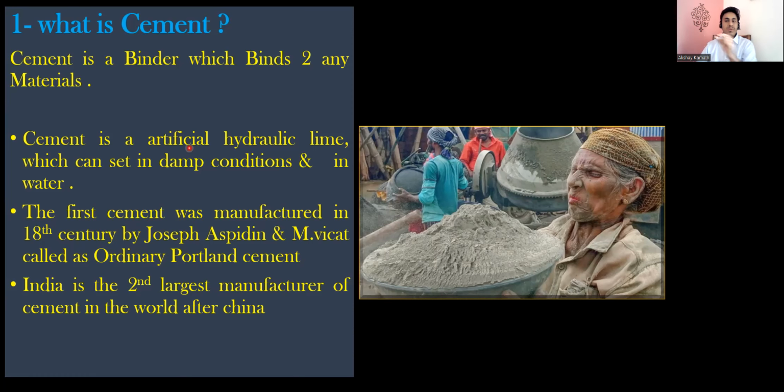Now coming to a bit of history, you can try to add this part also. Cement is an artificial hydraulic lime which can set in damp conditions and in water. Even before the invention of cement, we were making use of lime. If you have seen a lot of ancient structures, we used to make use of lime. We even constructed dams with the help of jaggery. Jaggery and banana are very good, yeah, banana is also very good.